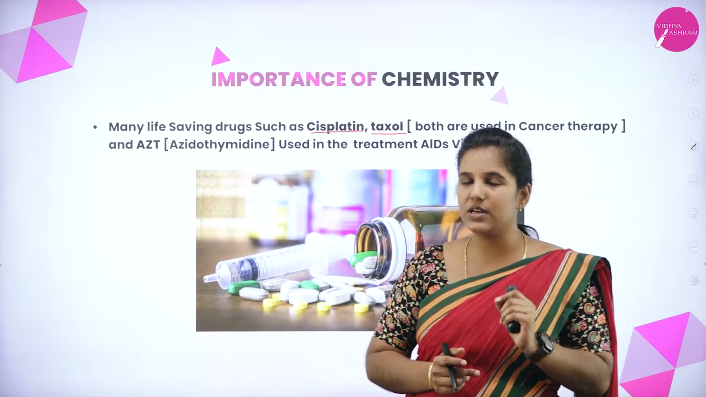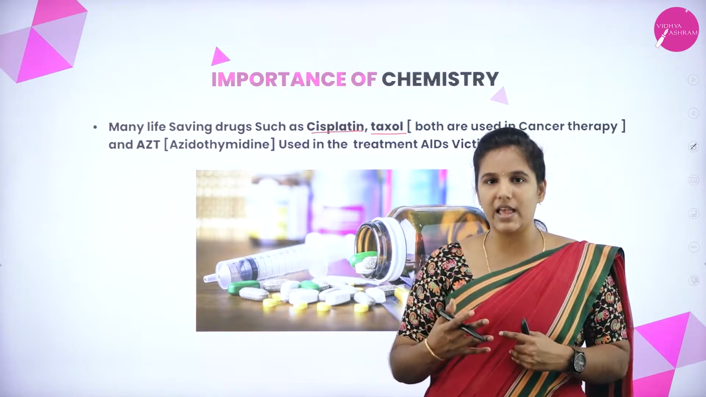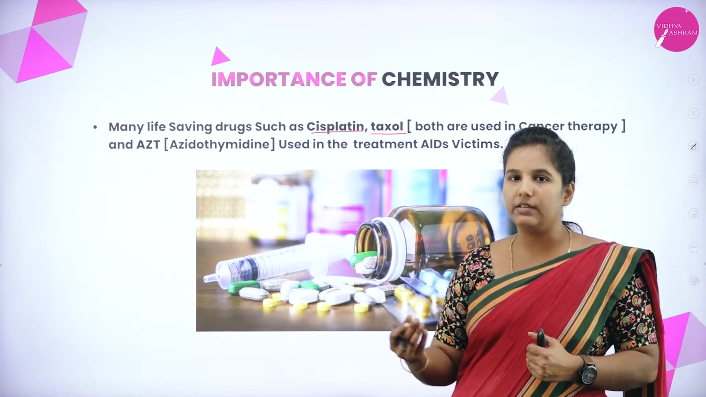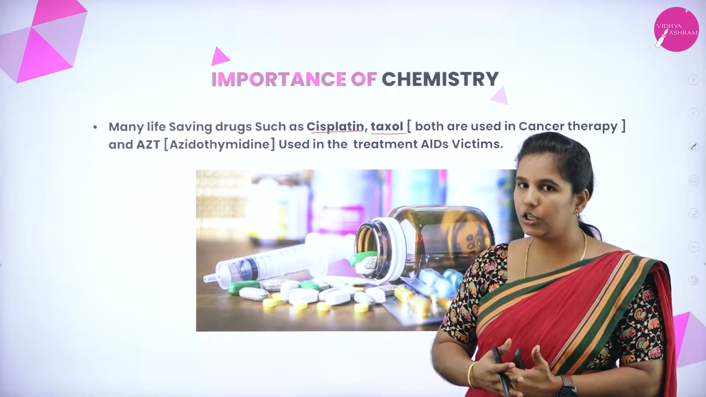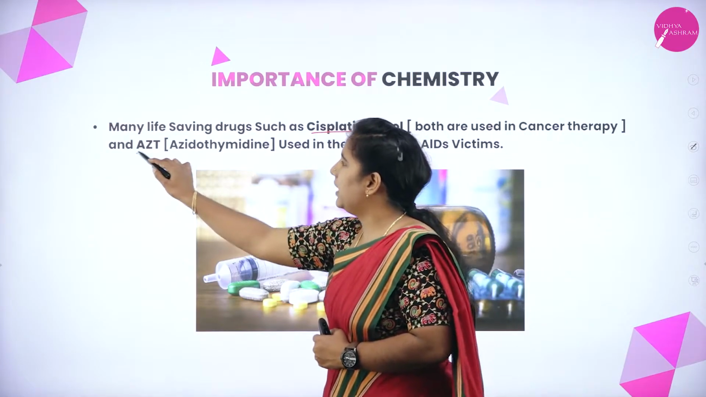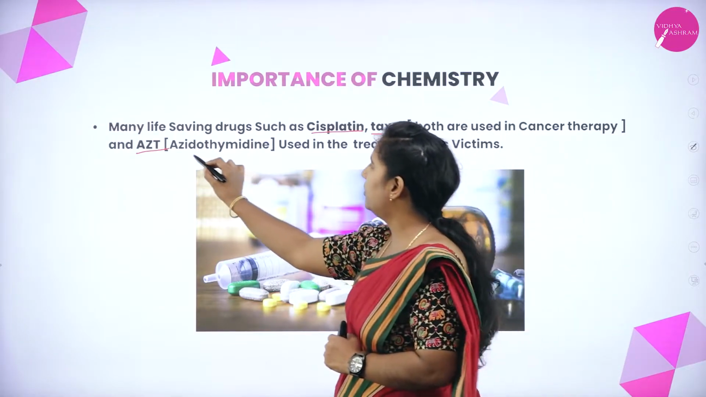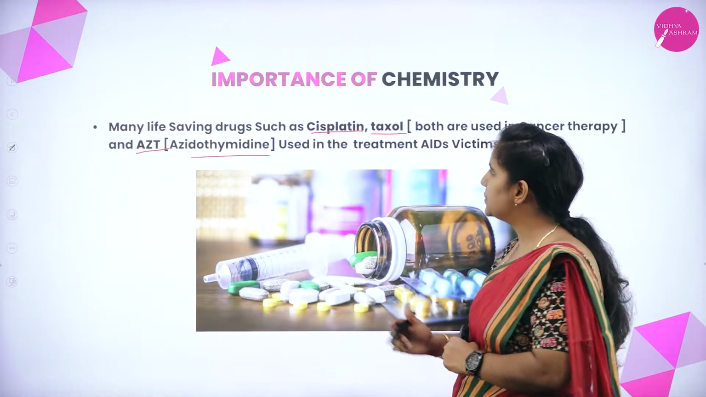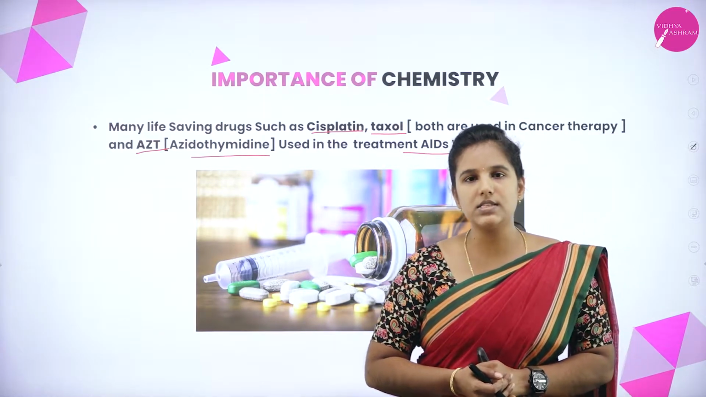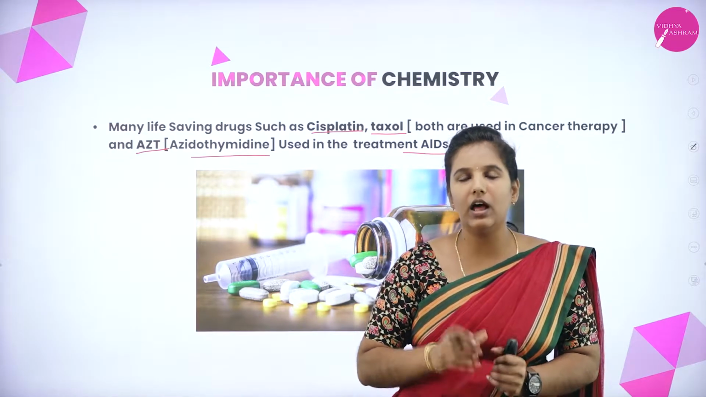Why are these drugs known as life-saving drugs? Most of the people died of cancer, but nowadays because of chemistry applications they give these drugs just to cure the initial stages of cancer. And also AZT, that is azidothymidine, is mainly used to treat AIDS victims. This is how chemistry plays a very important role in maintaining good health.